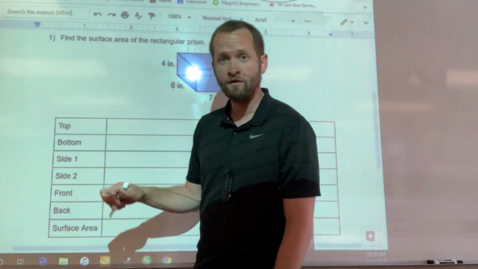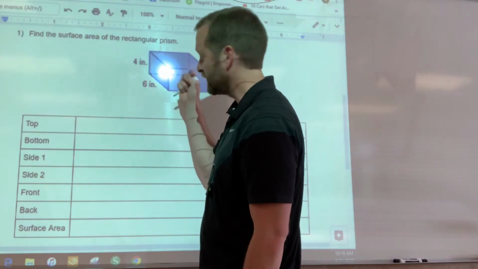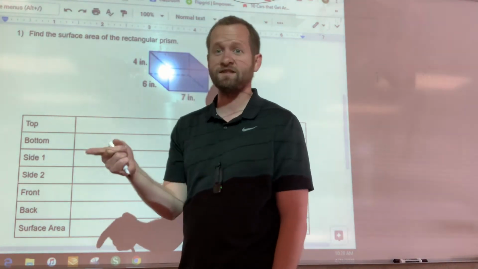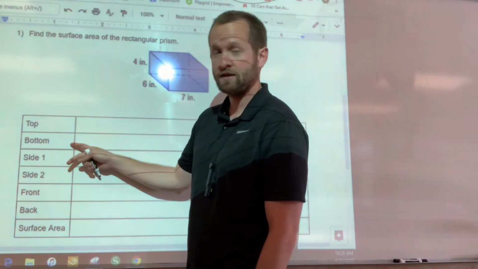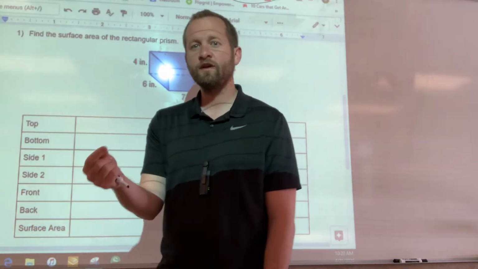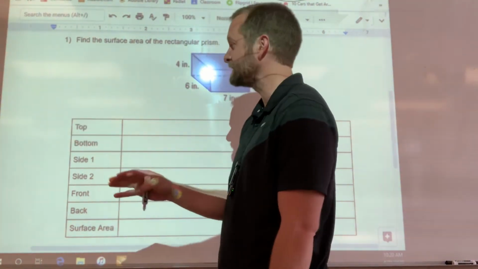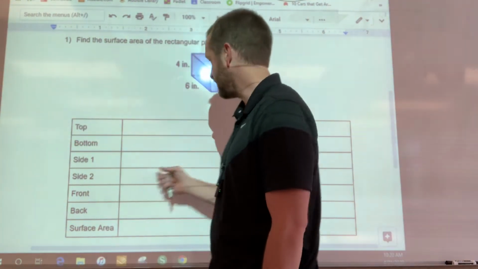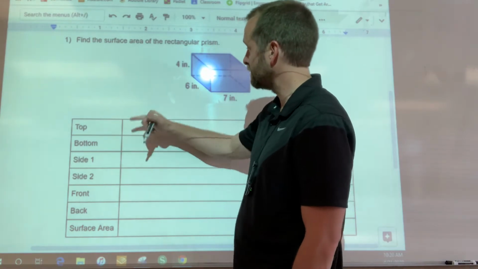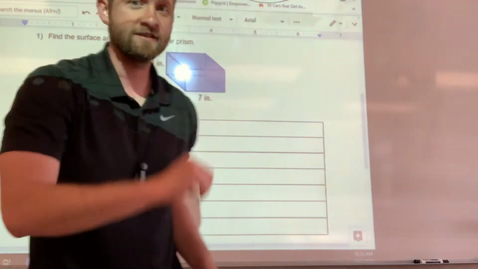If you look at the table, and if you remember from yesterday, we said that when it's a rectangular prism, it's got 6 faces, right? It's got a top and a bottom, it's got the 2 sides, and it's got a front and a back. When we find the surface area, we're going to find the area of each face and add them all together. So to help us keep it organized, I've got a table where we're just going to fill in the information to help us get to our final answer. Okay, so let's go ahead and get started.